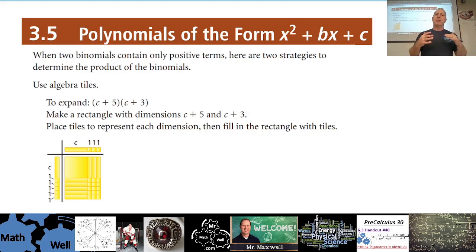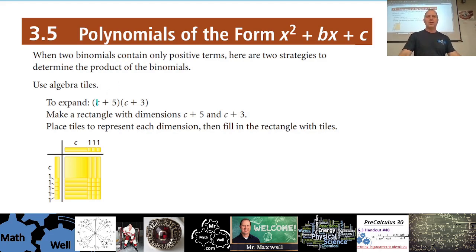So let's back up a little bit and just think about this. If we have 2 binomials that contain positive terms only, and again, this is in your text on page, what is this? What page is this? Let me check. 160, 161, say? 159 is where 3.5 starts here. Okay, so this is on 160 really.